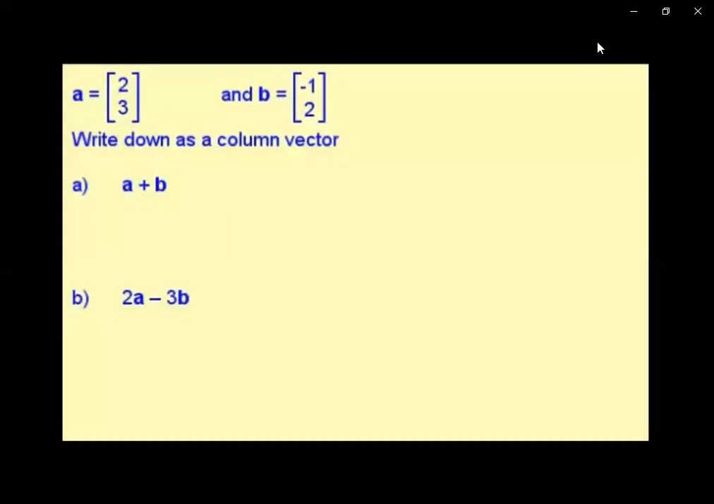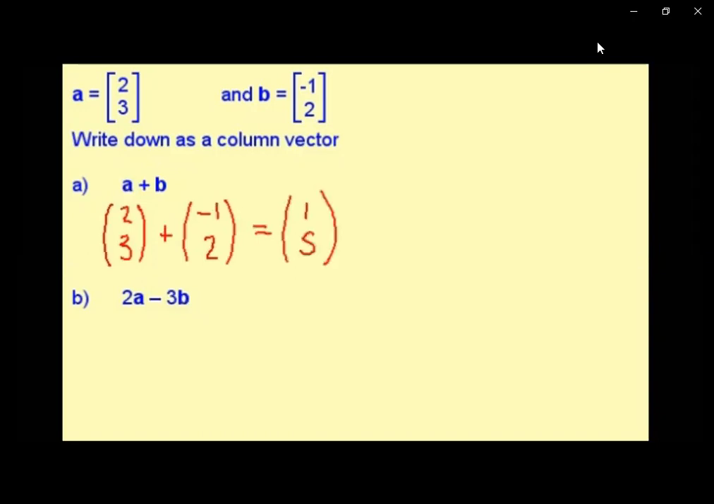This is a typical exam question. To answer this question, I need to work out what vector A plus vector B is as a column vector. Vector A is 2, 3, and vector B is -1, 2. So my column vector is 2 plus -1, which is 1, and 3 plus 2, which is 5.